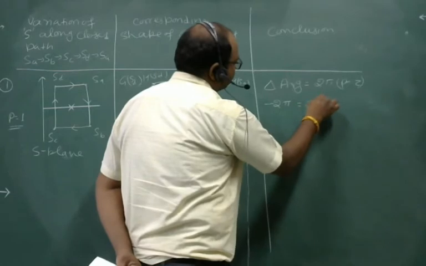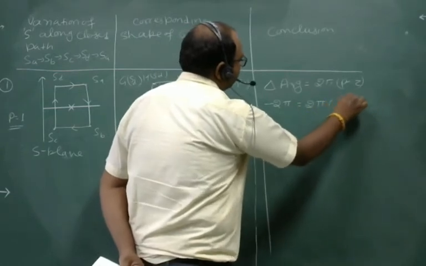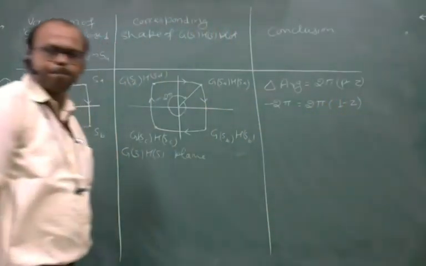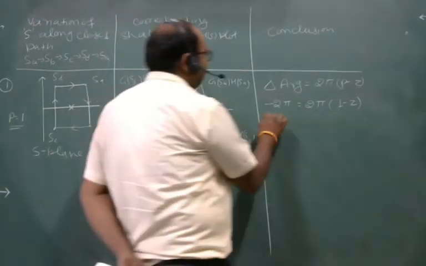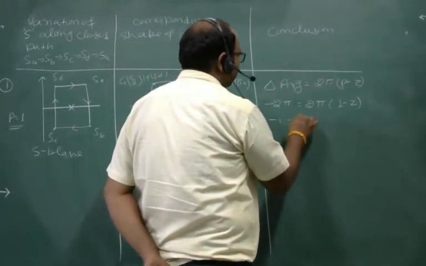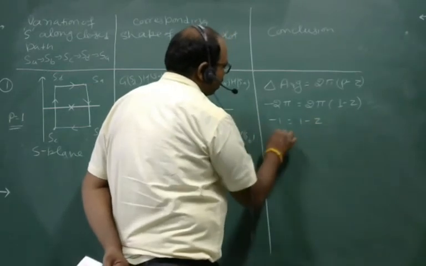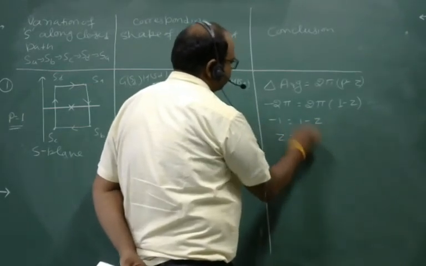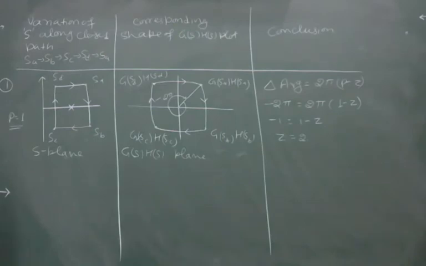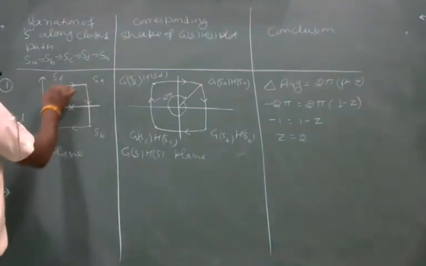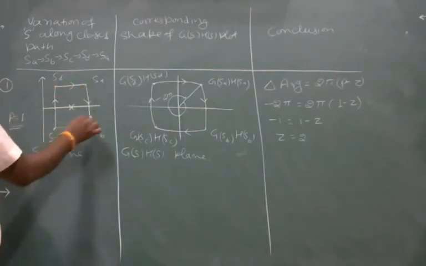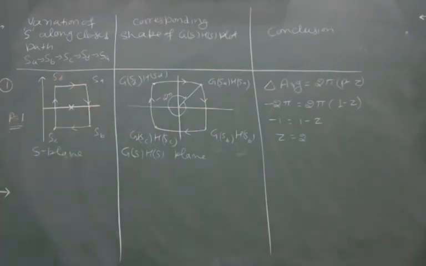Minus 2 pi is equal to 2 pi into (P minus Z). P is 1, so minus 1 is equal to 1 minus Z, or Z is equal to 2. So there are two zeros enclosed by this closed path.